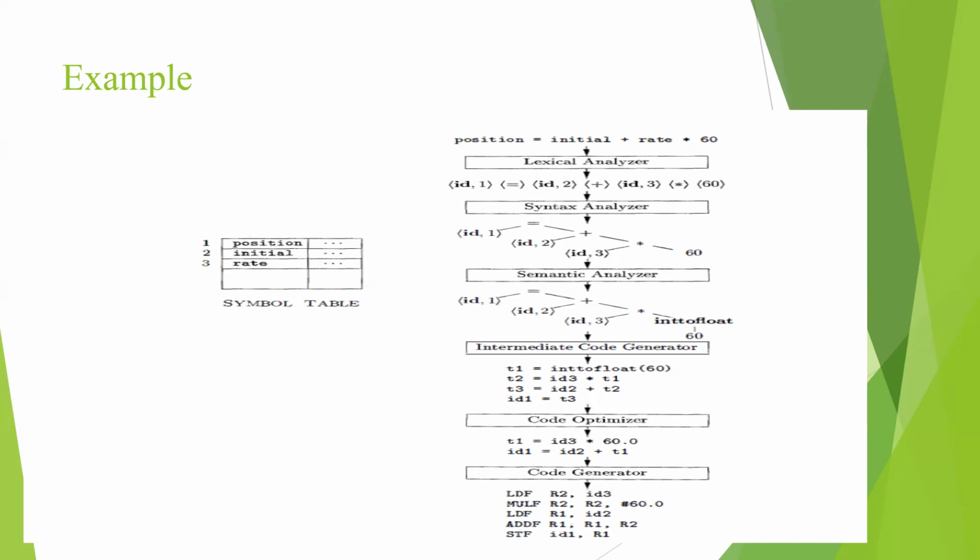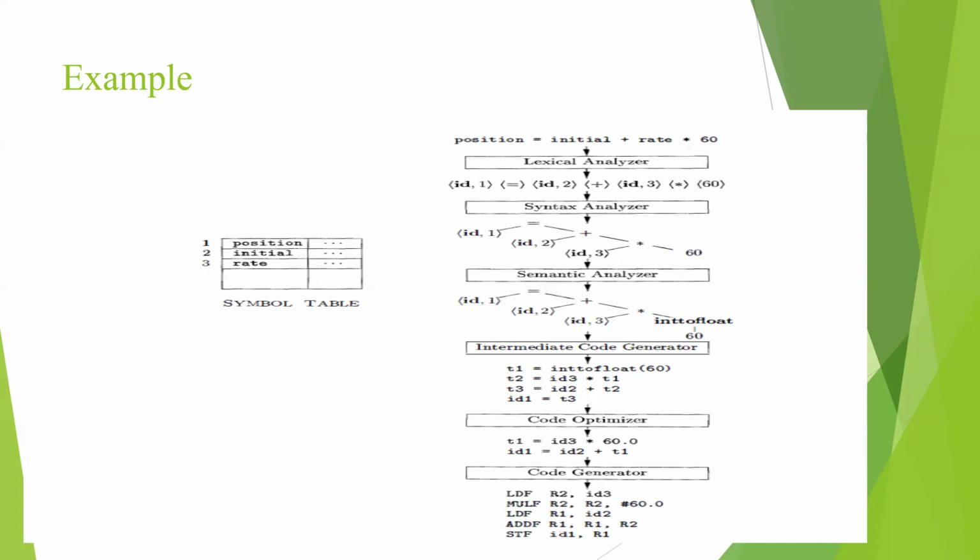The third phase is the semantic analysis phase. The semantic analyzer uses the syntax tree and the information in the symbol table to check the source program for semantic consistency with the language definition. It also gathers type information and saves it in either the syntax tree or the symbol table for subsequent use during intermediate code generation. An important part of semantic analysis is type checking, where the compiler checks that each operator has matching operands.